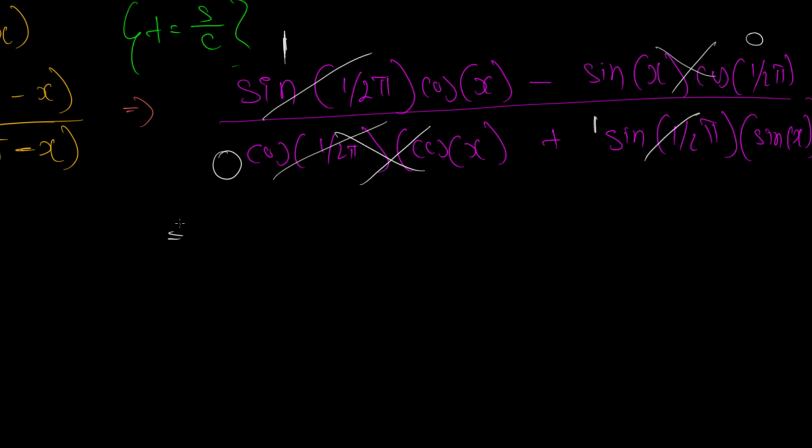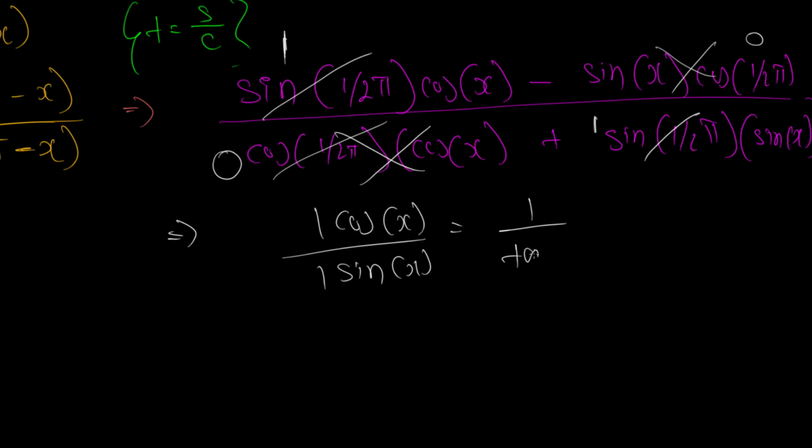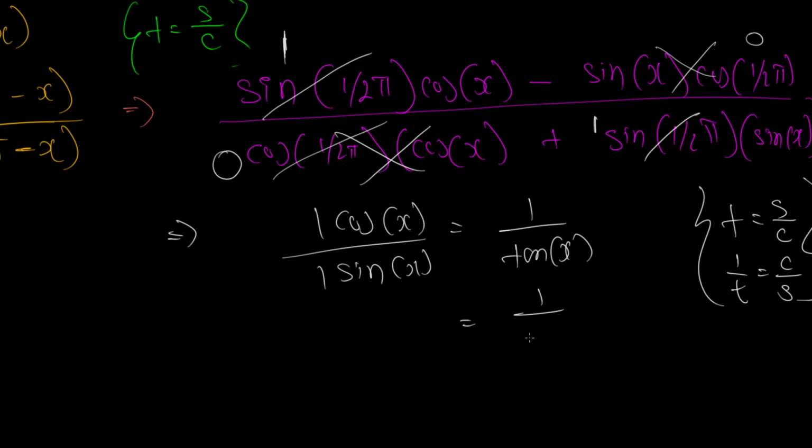So I can reduce this as 1 cos x by 1 sine x, which is the same as 1 by tan x. What's my logic? Tan is equal to sine by cos, so therefore 1 by tan is equal to cos by sine, simply flipping my fraction. And I can rewrite this as 1 by k because tan x is equal to k. And there you go, that's the answer to the question.